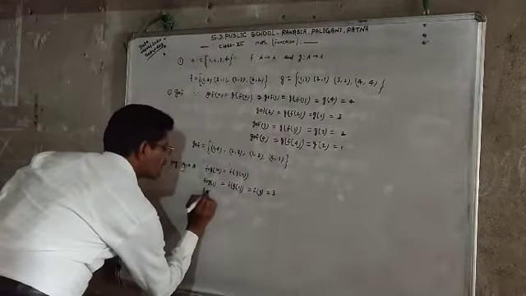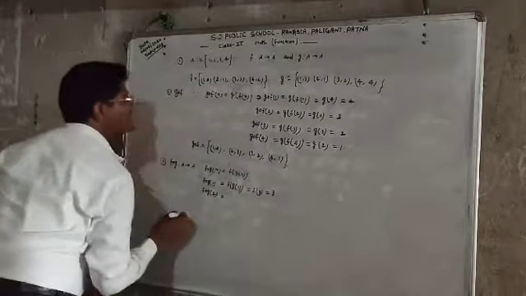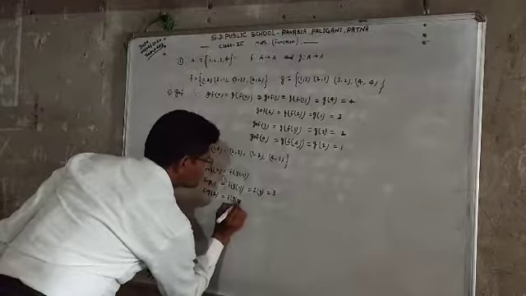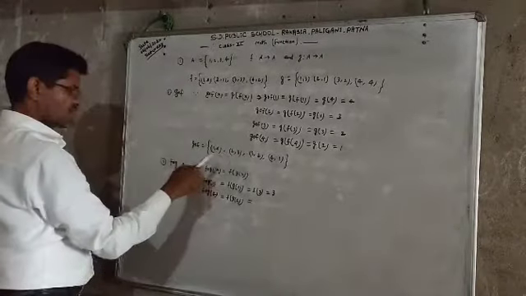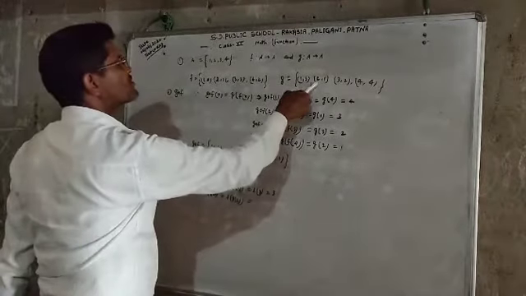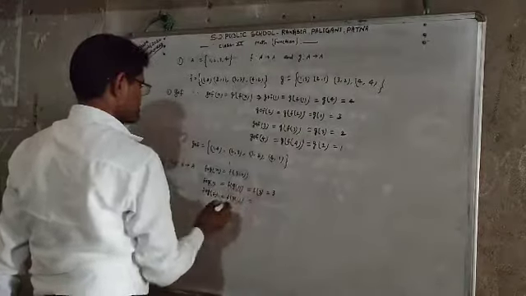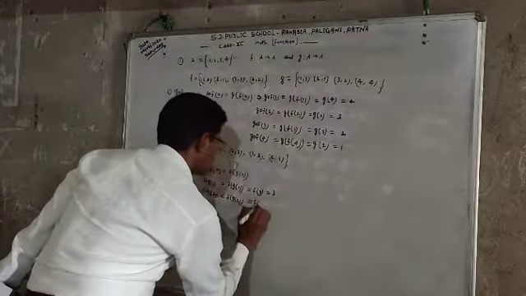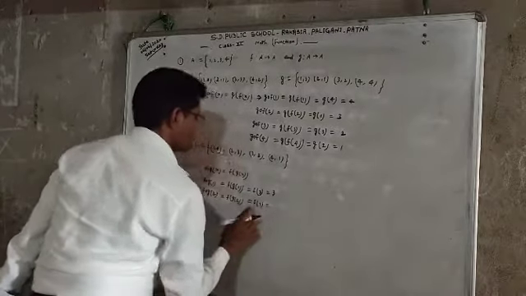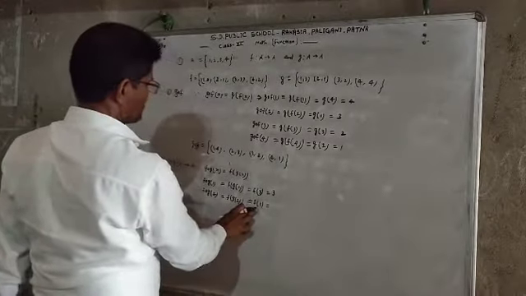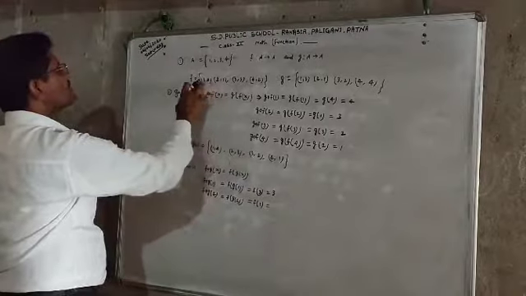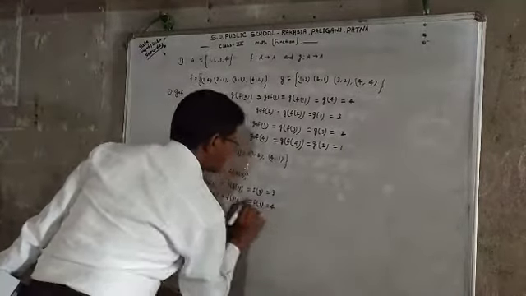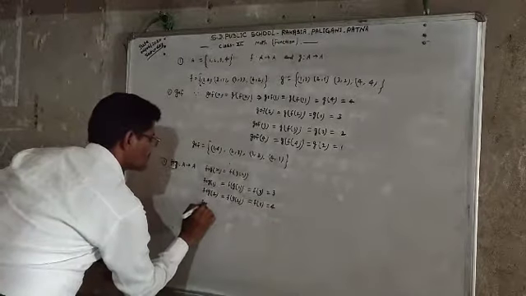Now FOG for element 2 means f of g2. From the second function, the image of 2 is 1. Therefore, g2 equal to 1, then f of g2 equals f1. From the first function, f1 means image of 1 is 4. Means f1 equal to 4.